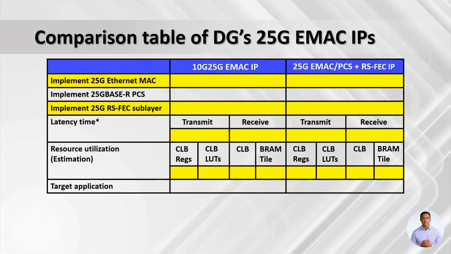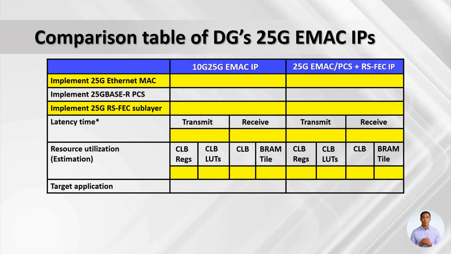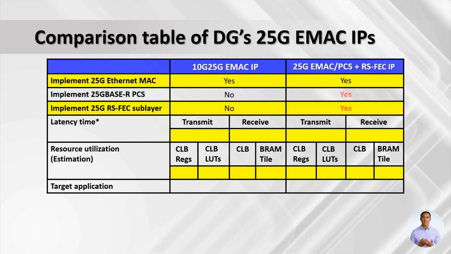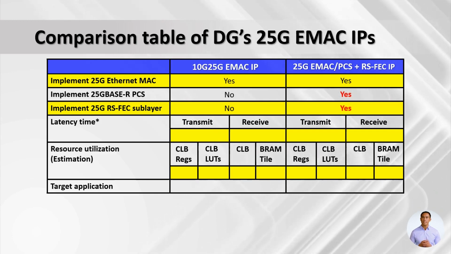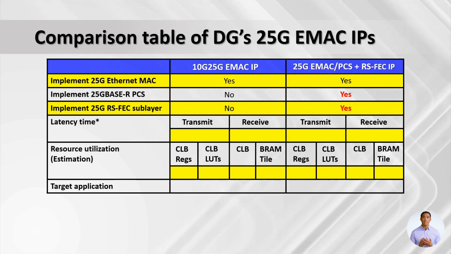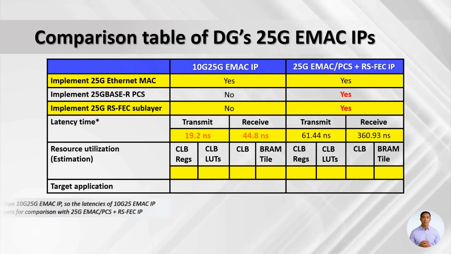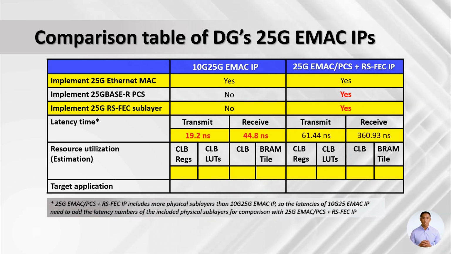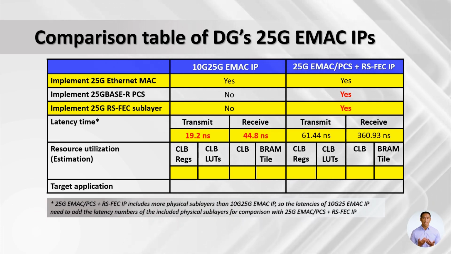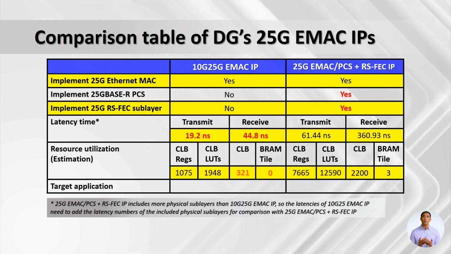Let's conclude by summarizing the key differences between the two IP cores we've discussed, the 10G25G EMAC IP and 25G EMAC PCS RS-FEC IP. Firstly, the 10G25G EMAC IP only implements the Ethernet MAC layer, whereas the 25G EMAC PCS RS-FEC IP implements the Ethernet MAC, PCS, and RS-FEC layers. Secondly, the latency times of both IPs differ. As shown in the table, the 10G25G EMAC IP has a lower transmit and receive latency time, owing to its shallower physical layer depth.